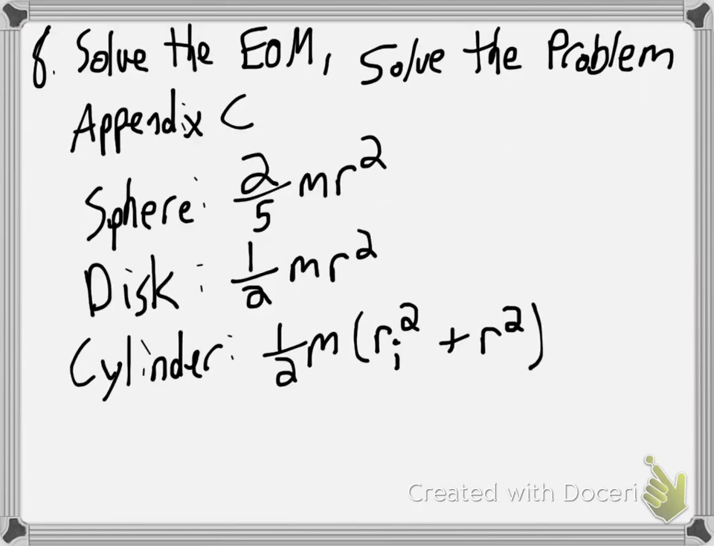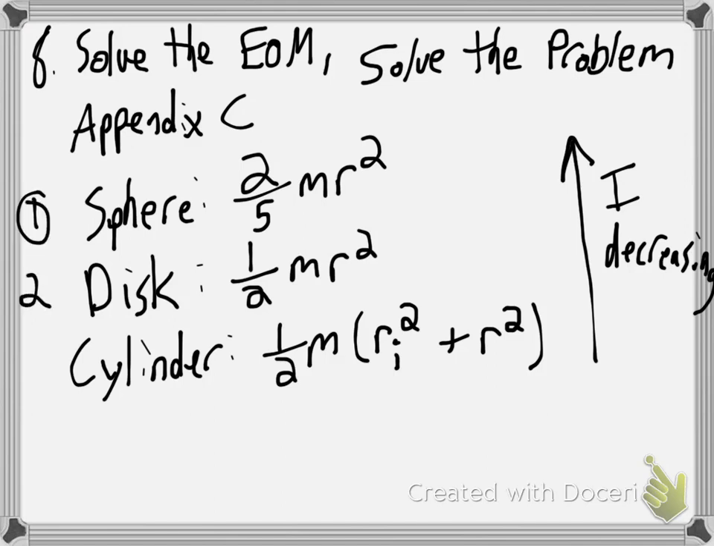Because these are in order of I decreasing, that means the sphere wins, the disk places, and the cylinder shows. Yep, let's go to the races. Anybody care to take a bet now?